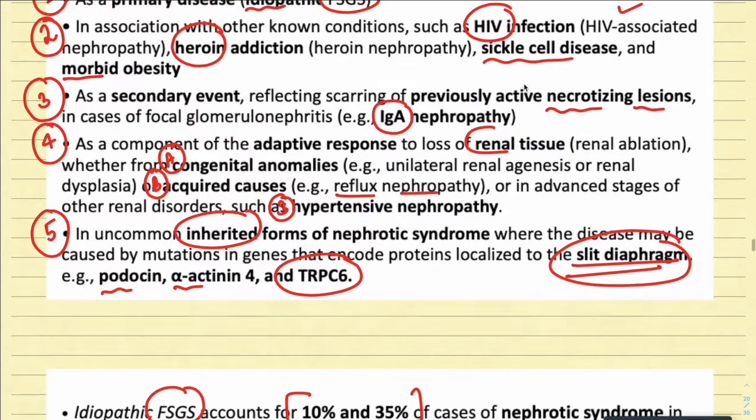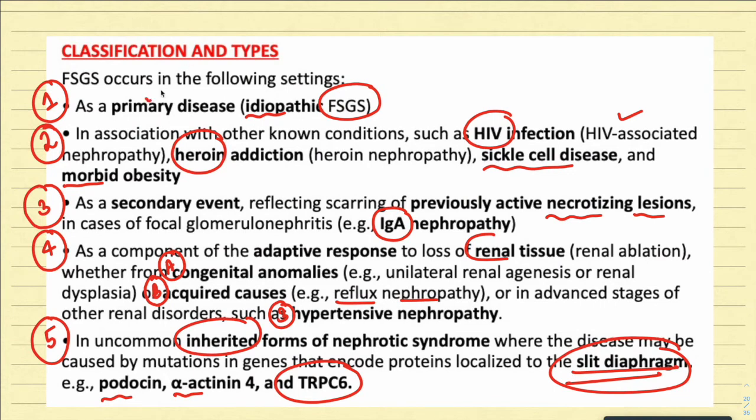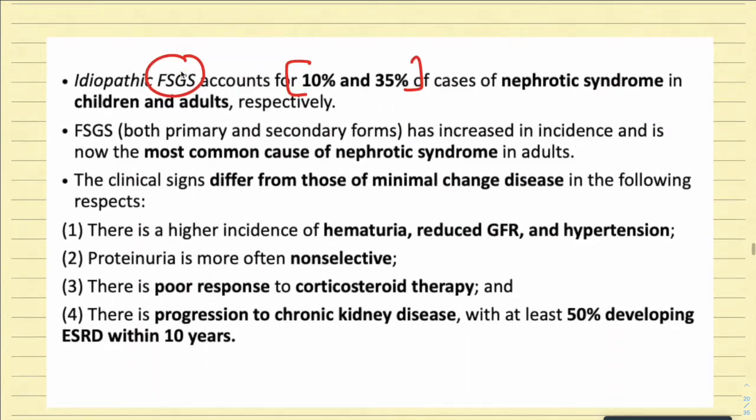Now idiopathic means we are first talking about primary FSGS. It accounts for 10 to 35% of cases of nephrotic syndrome in children and adults. So in children only 10% have this idiopathic FSGS, and in adults 35% have FSGS.